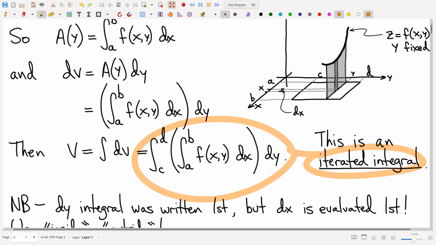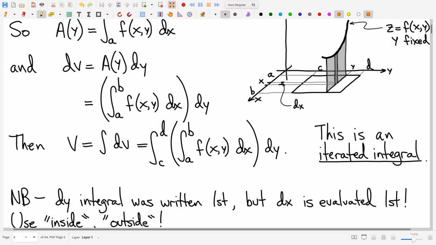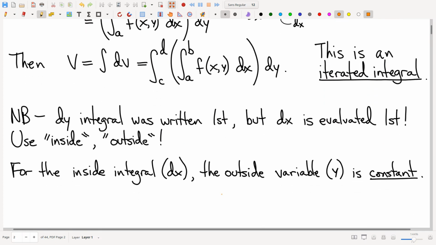So I've always been a little annoyed at this term. I tried to popularize the term nested integral, which I think makes sense because it's literally an integral inside of an integral, like Russian nesting dolls. Didn't catch on. Oh well. So you're going to hear everybody else say iterated integral. Do be careful with the terminology a little bit.